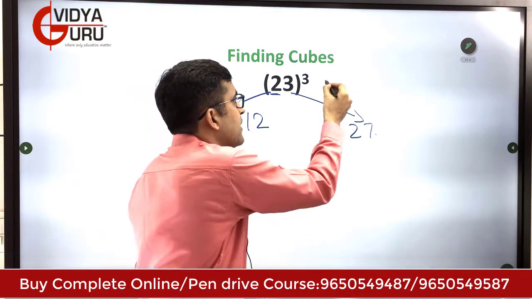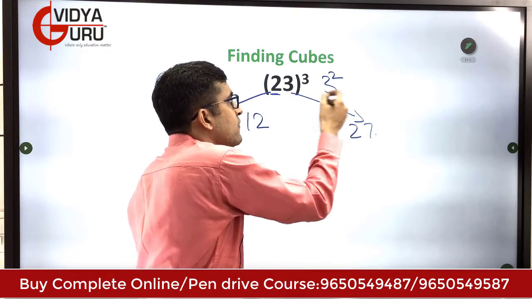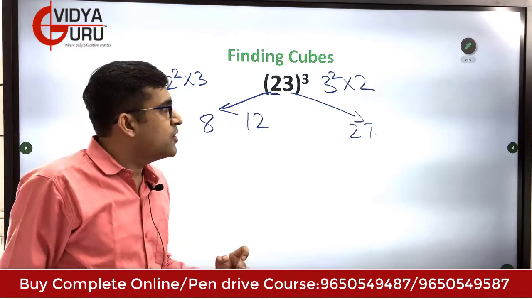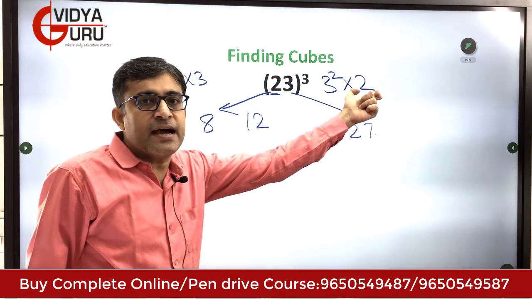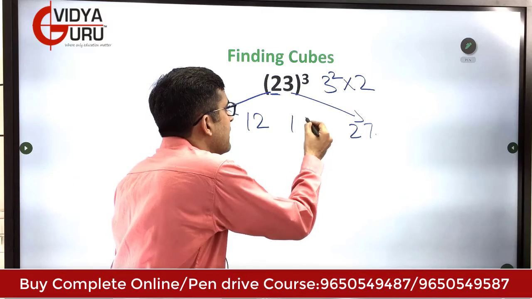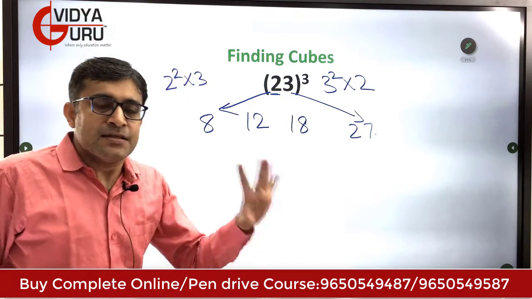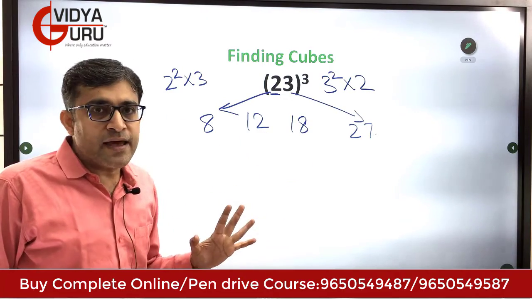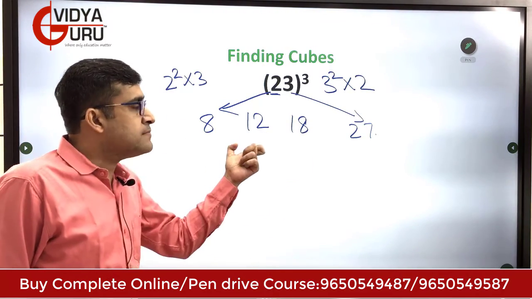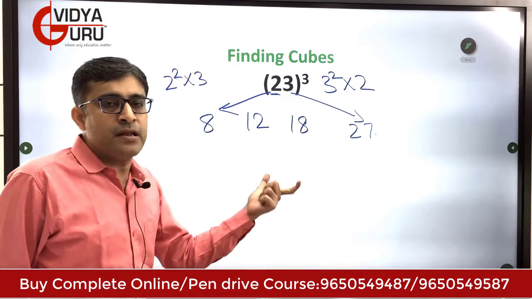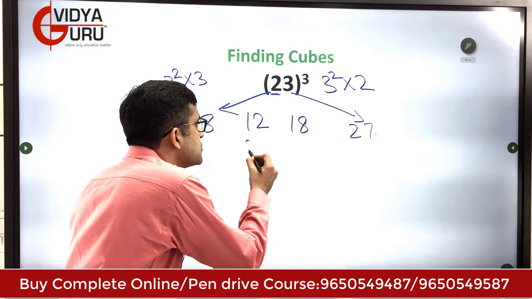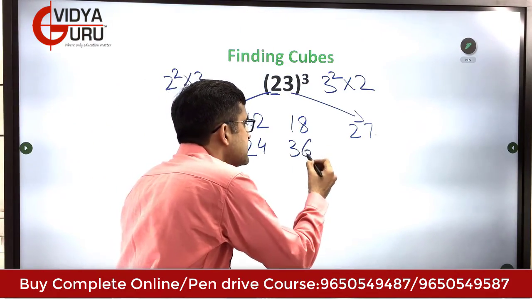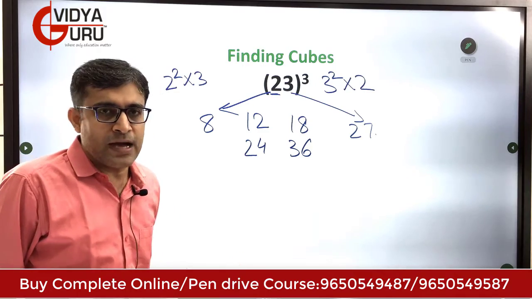Similarly, the square of 3 will be multiplied with the other digit 2. So 3 square is 9. 9 2s are 18. So that is the second value. The two middle values are already there. Now you know what needs to be done. I am simply going to double the middle values. So 12 becomes 24. 18 becomes 36.